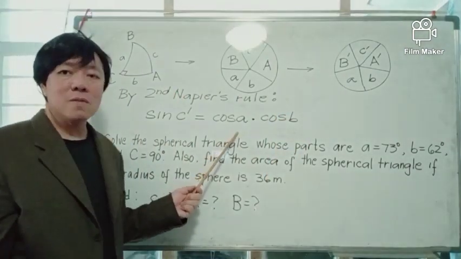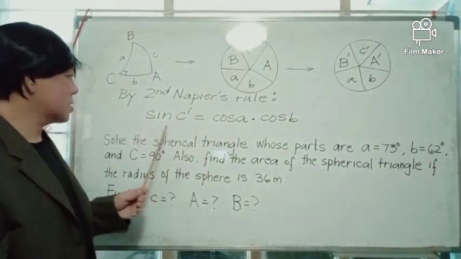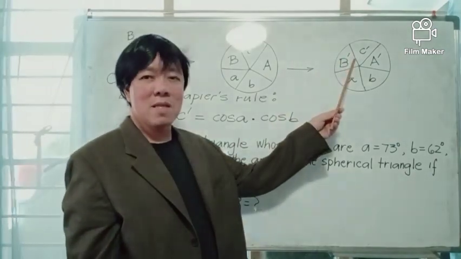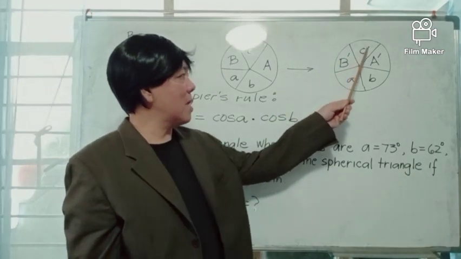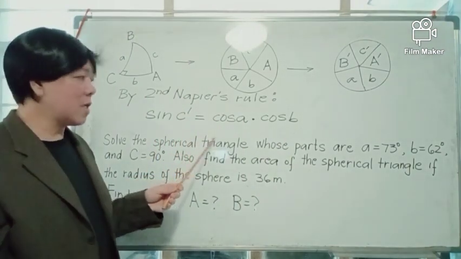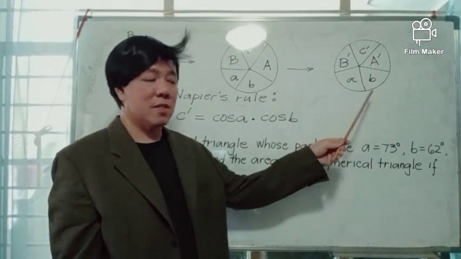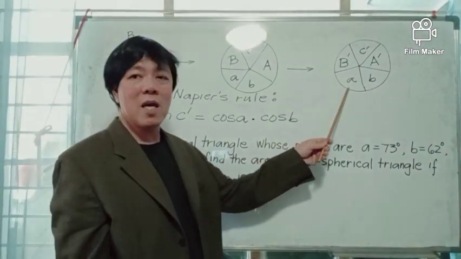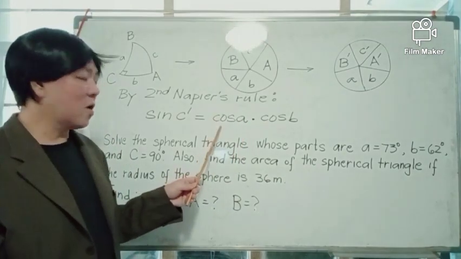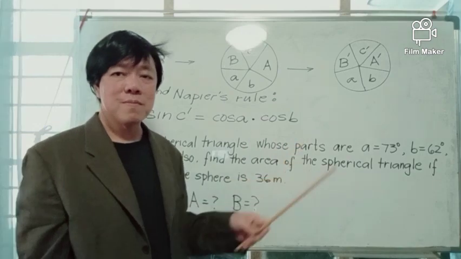This is the equation obtained using the second Napier's rule, which states that the sine of the middle part, our middle part is c prime, or the complement of c, the sine of the middle part is equal to the product of the cosines of the opposite parts. The opposite parts are a and b, and the product of their cosines is given by cosine of small a multiplied by cosine of small b.